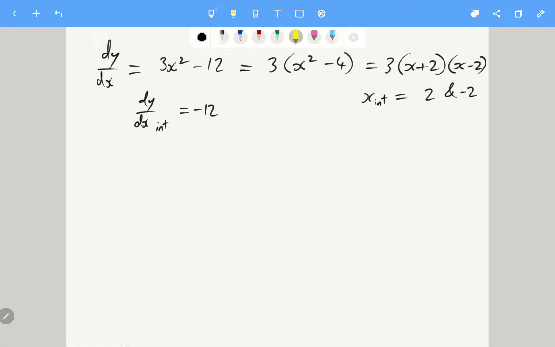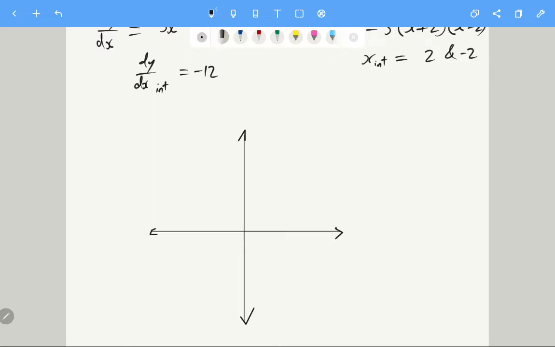So now I can sketch this function really quickly. Alrighty, so my x-intercepts are at 2 and negative 2. My y-intercept is at negative 12.